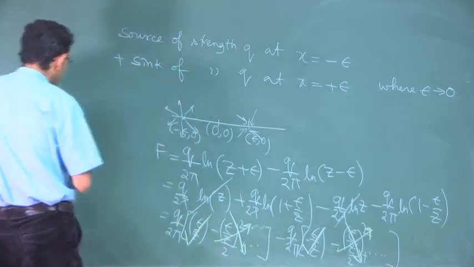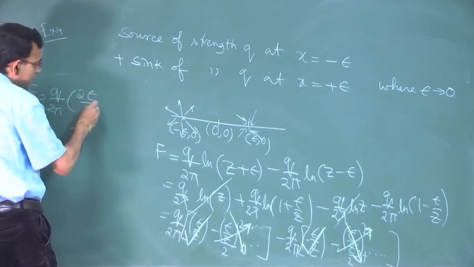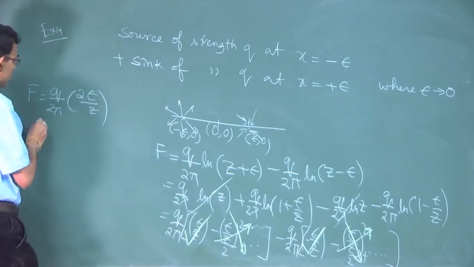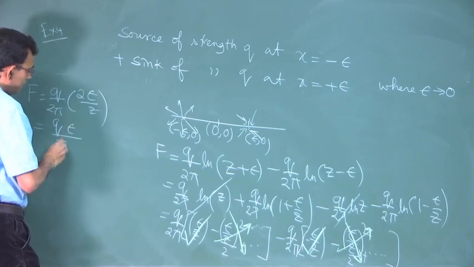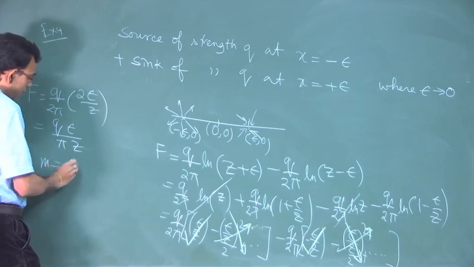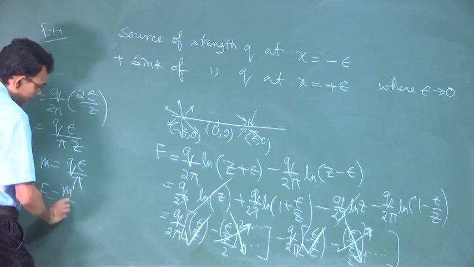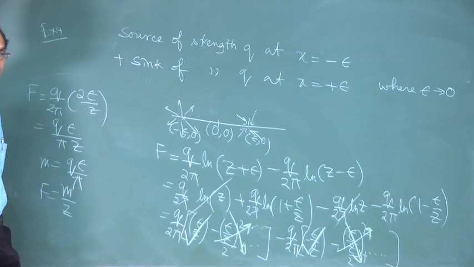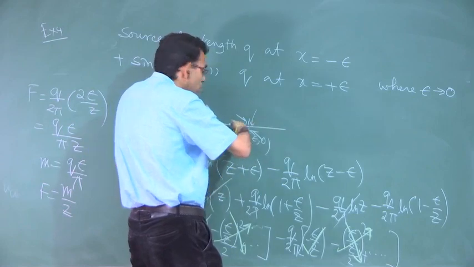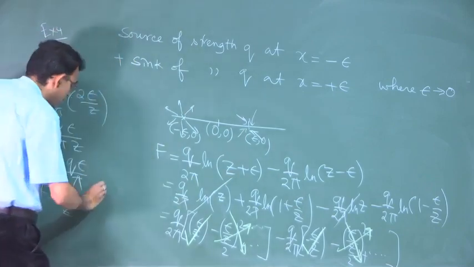So, f is equal to q by 2 pi into 2 epsilon by z in the limit as epsilon tends to 0. So, q epsilon by pi z. Just in shorthand, if you write m is equal to q epsilon by pi, then f is equal to m by z. This is the new potential that we have realized if we bring the source and the sink very close to each other, and this is called a doublet.